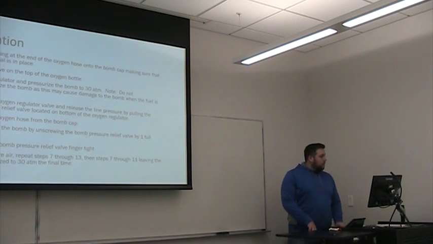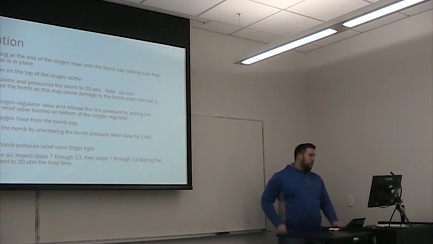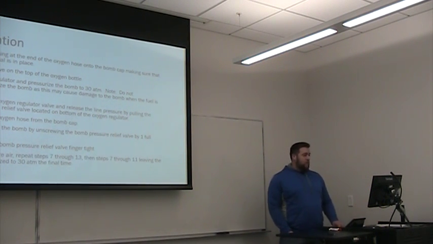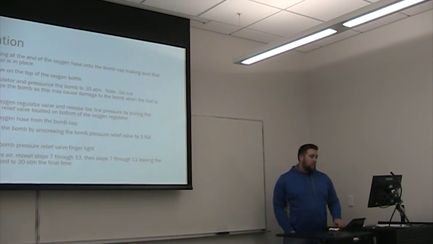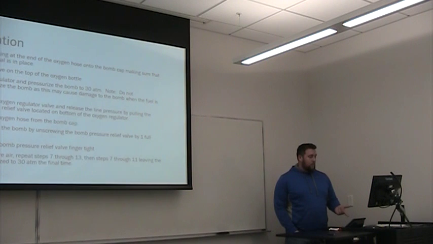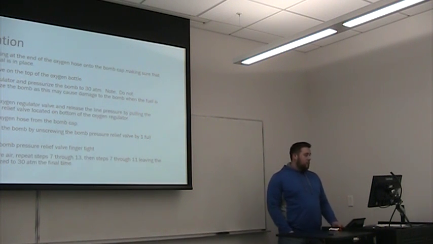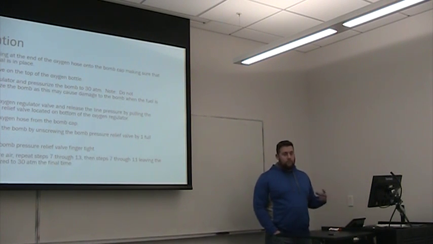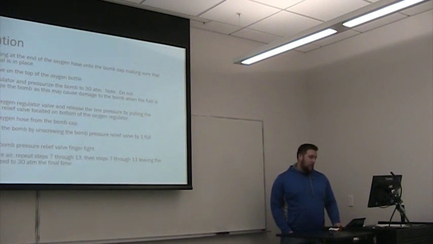Open the regulator and pressurize the bomb to 30 atmospheres. Don't overpressurize, as this may cause damage to the bomb when the fuel is ignited. Shut off the oxygen regulator valve, and release the line pressure by pulling the back pressure relief valve. Remove the oxygen hose from the bomb cap. Depressurize the bomb by unscrewing the bomb pressure relief valve by 1 full turn. Then you repeat these steps until you think you have successfully purged the bomb and you're back at 30 atmospheres.